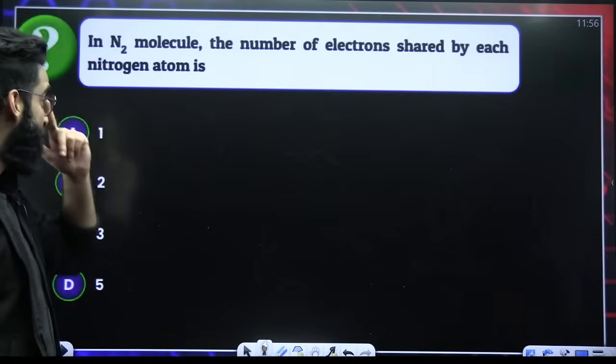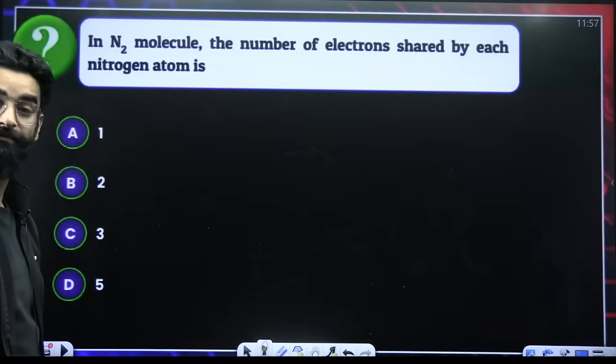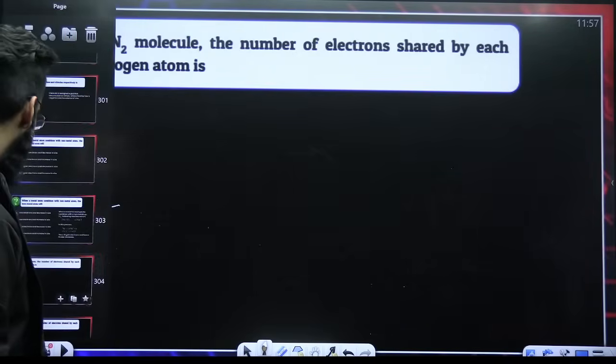In N2 molecule, the number of electrons shared by each nitrogen atom: 3. Right? Discussed.